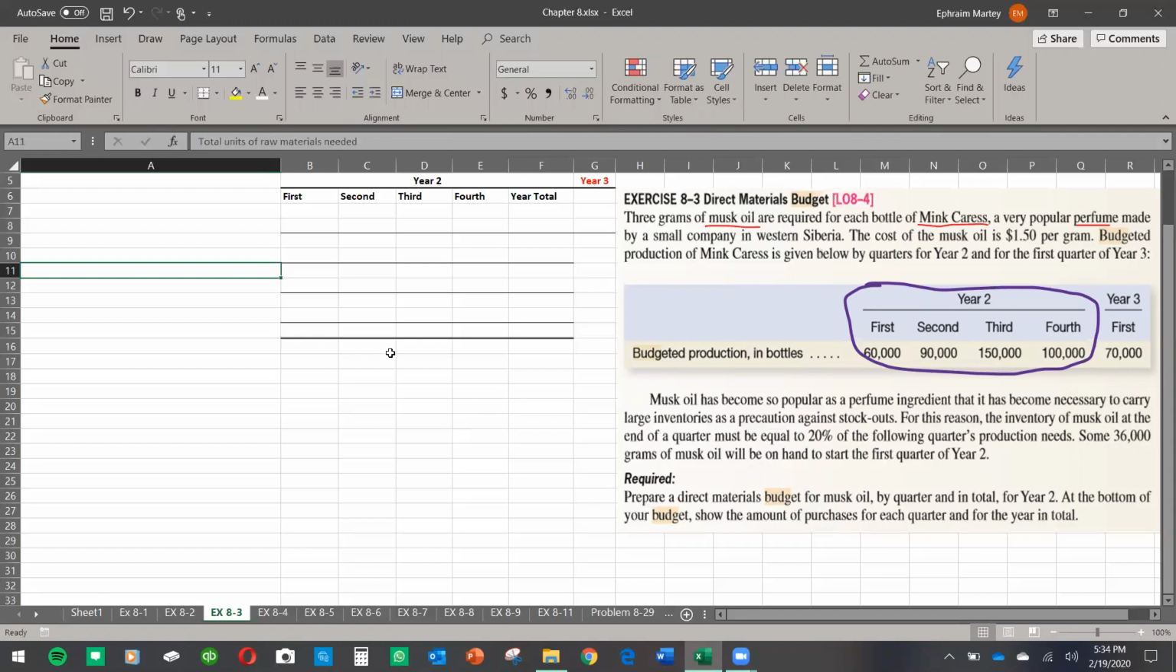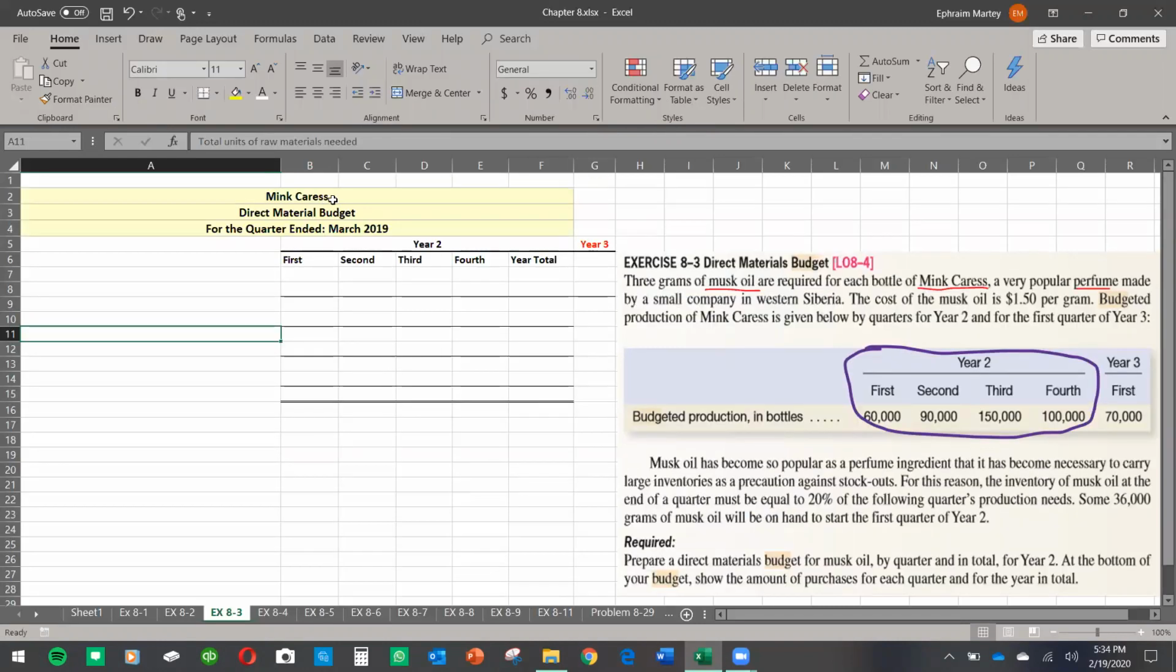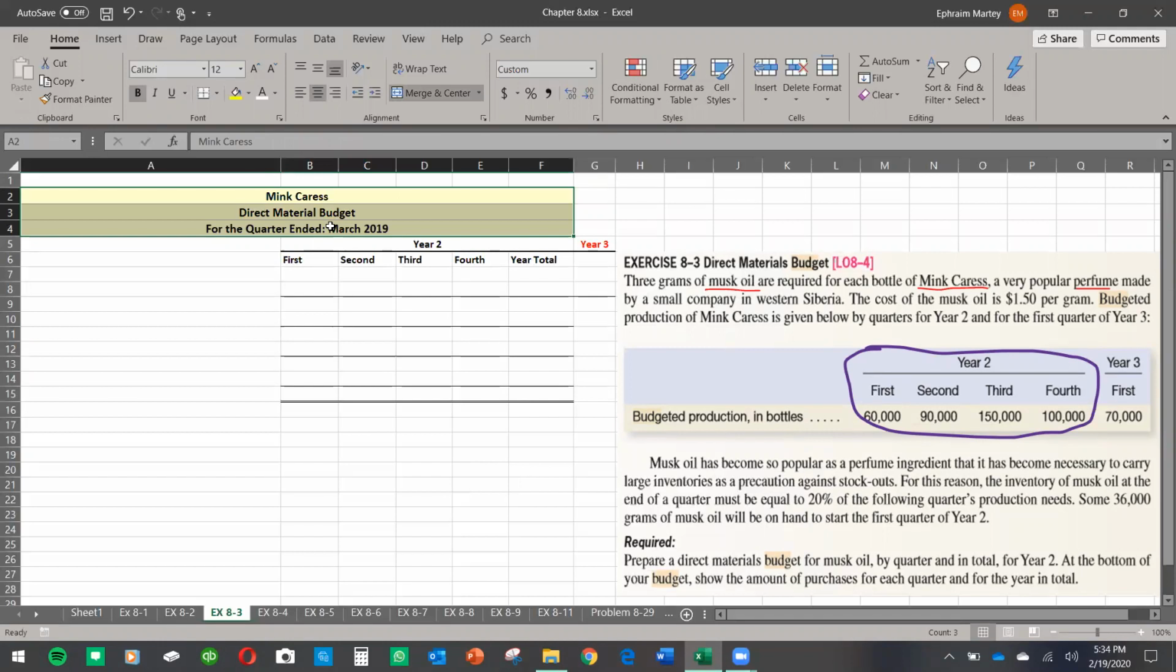And as I've always said, begin with the title of the budget. So here we have the company name and its direct material budget. This is inevitable. You cannot do away with the title of the budget. Moving on, we have this year, and we know there are 4 quarters in a year. We're doing the budget for the second year.